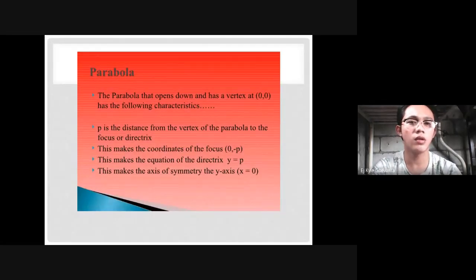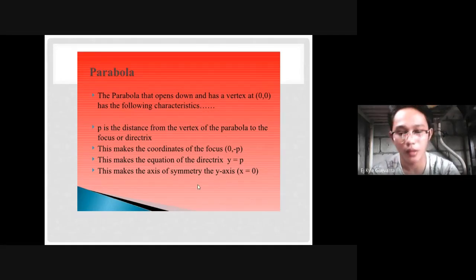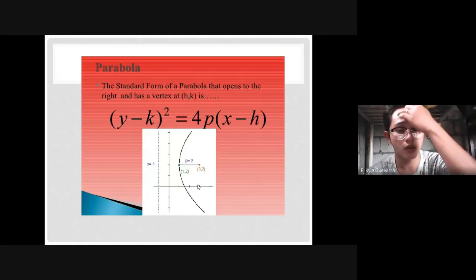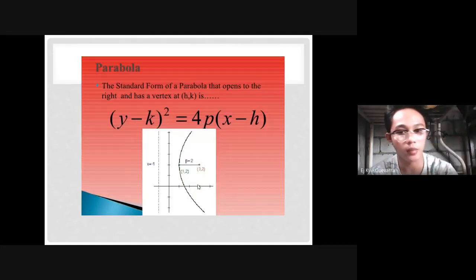Paano naman kapag ang location niya is h and k or any points in our Cartesian plane? Ayan. So, medyo complicated na. Marami nang given na points. So, the standard form of parabola that opens to the right and has a vertex at h and k. So, i-classify ninyo ha. Ihiwalay niyo yung parabola pag ang vertex is sa origin at ihiwalay niyo rin naman ang parabola kapag ang kanyang vertex is h and k kasi magkaibang equation yon. So ayan, tandaan yan.